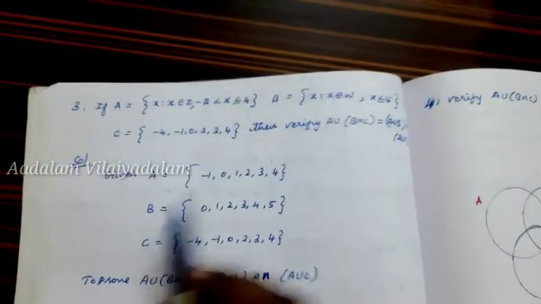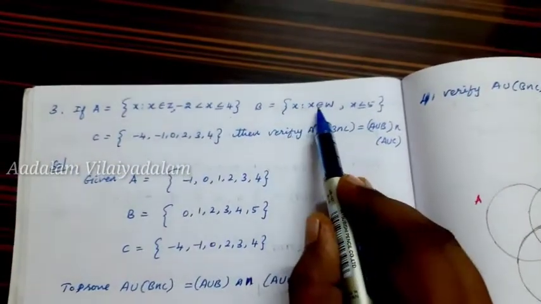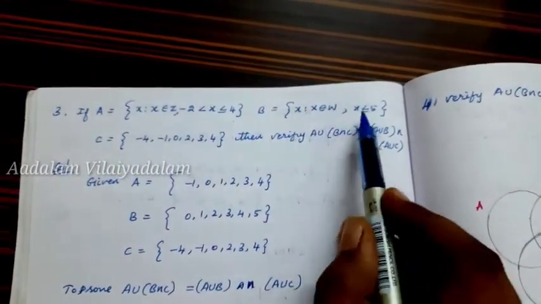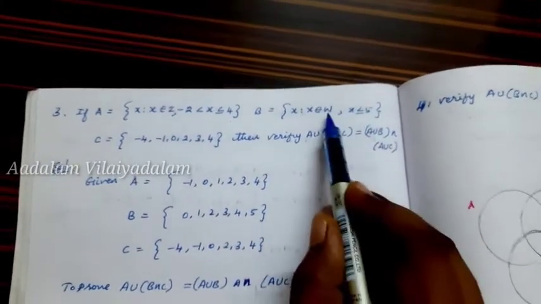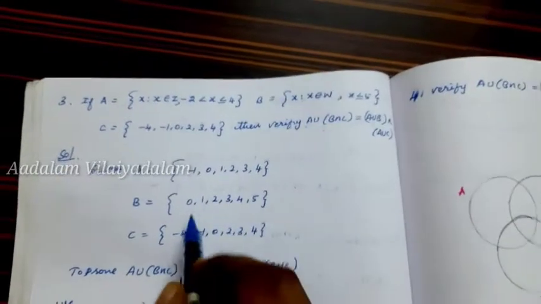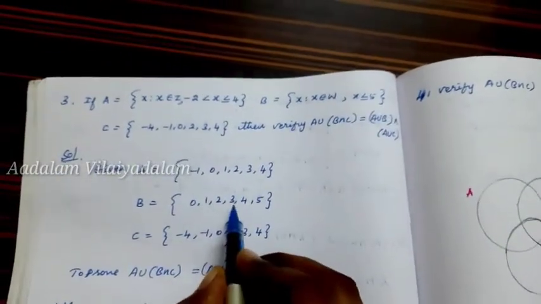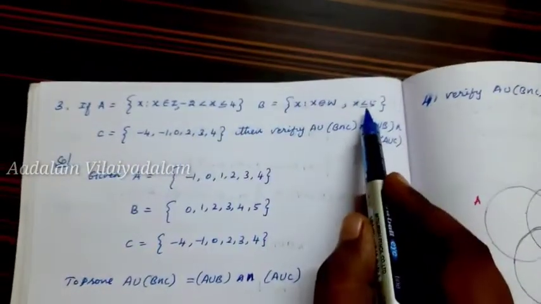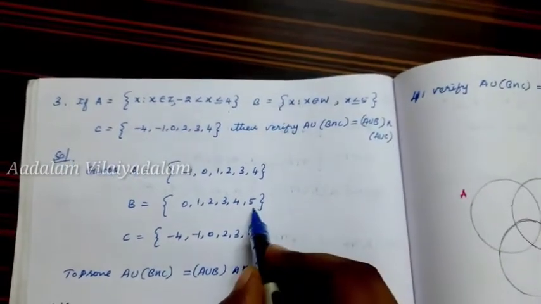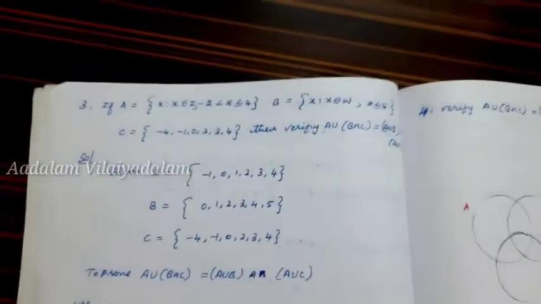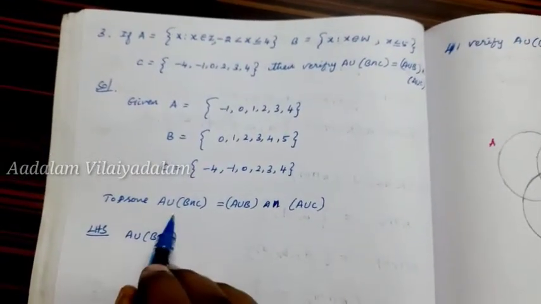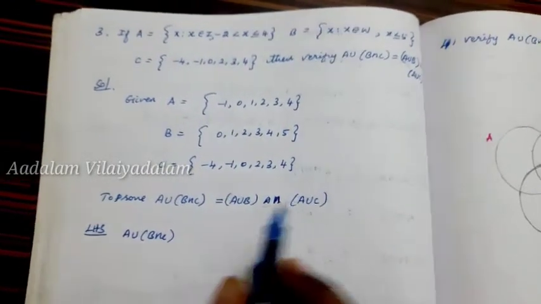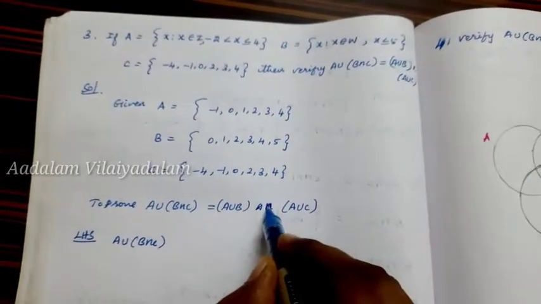But in the set B, the x values belong to whole numbers. But the condition is x less than or equal to 5. Then the whole numbers begin from 0, that is 0, 1, 2, 3, 4. Here they have mentioned equal to, therefore we are adding 5. Set C is also given here. Now we need to prove A union B intersection C equals A union B intersection A union C.